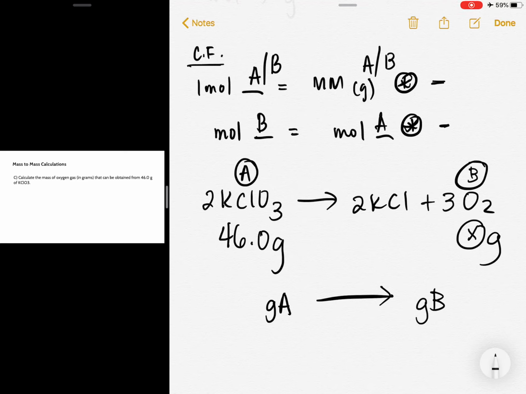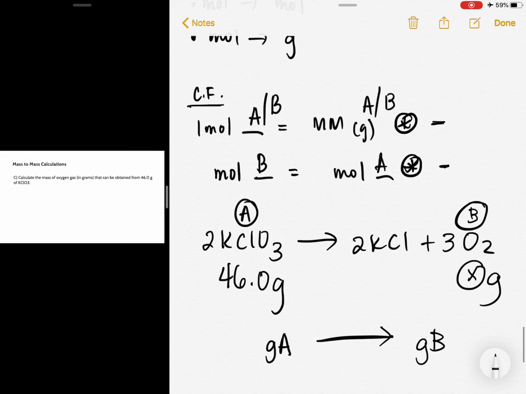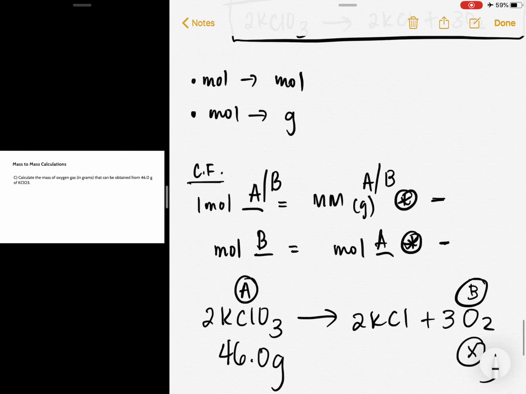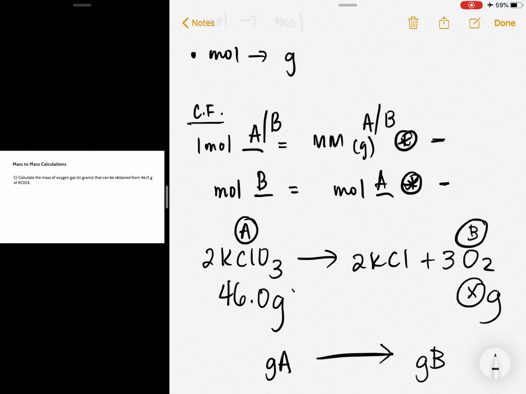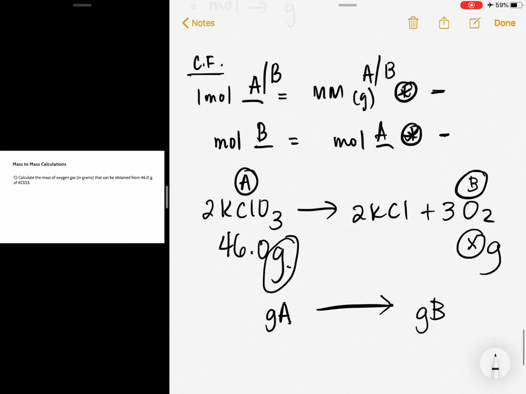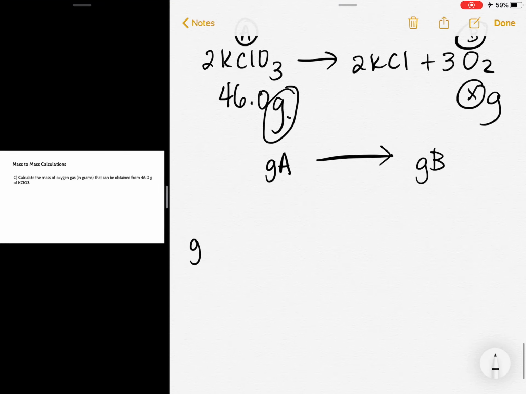So, the first thing that you need to do here in order to solve this problem is to strategize. And how do you do that? Write first the unit that was given in the problem. So, in this problem, yung given sa atin na unit is gram. So, this gram is kanino tong gram na to? Kay potassium chlorate. At siya si compound A natin. So, you write here gram ng compound A.